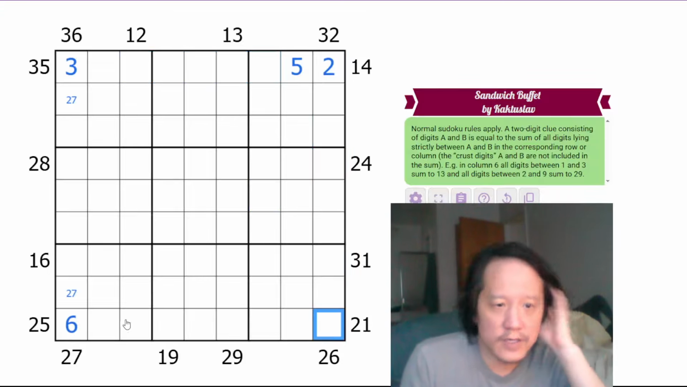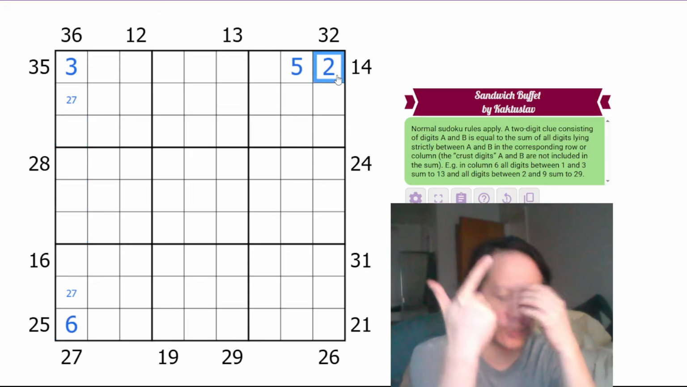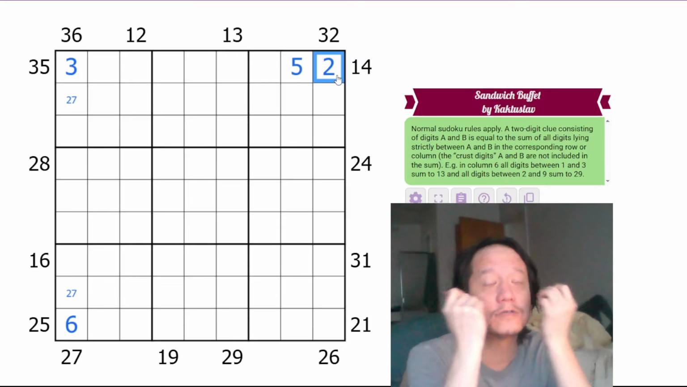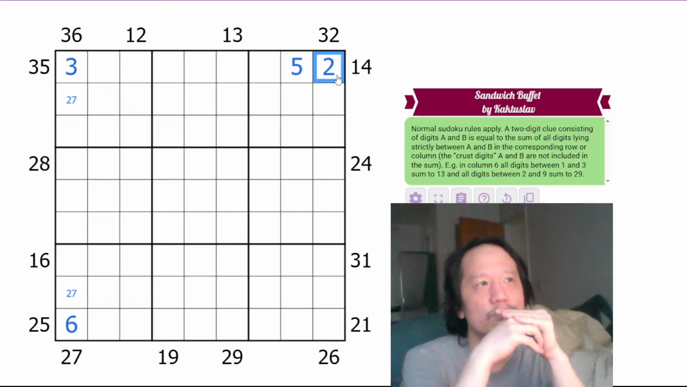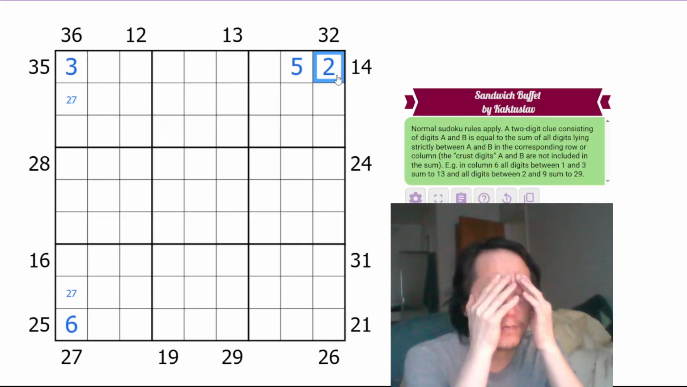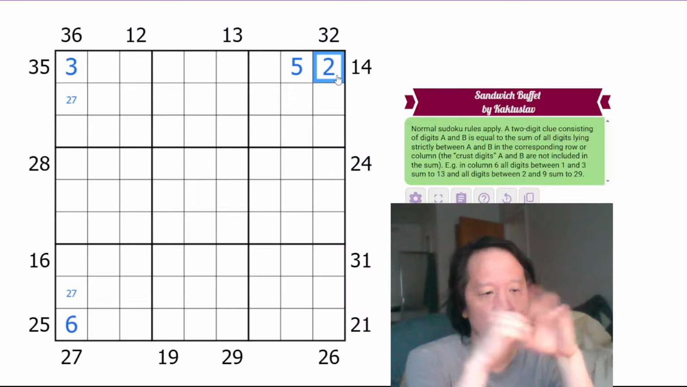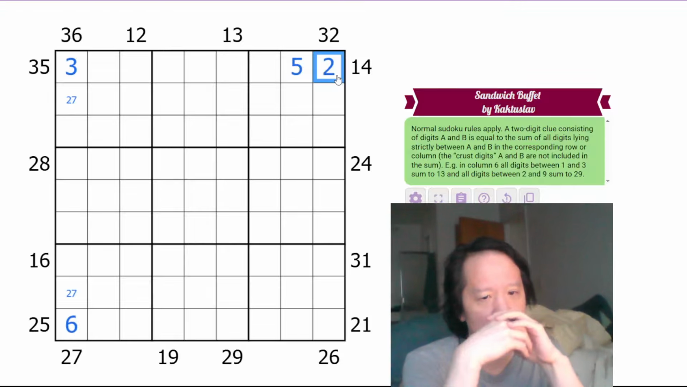What does that give us? I don't know. 2 and 7 here. So 3 and 2 add up to 5. That means outside of the sandwich, you have 45 minus 5. That's 40. You have 8 in addition. So it could be the 8 itself or 1 and 7. Hmm.